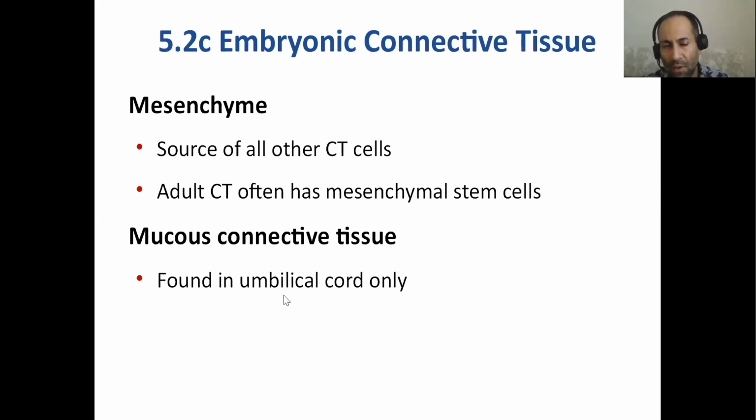So some types of embryonic connective tissue: mesenchyme, right? So mesenchyme, again, as I mentioned, are those types of stem cells that can turn into any other human cell type. And then something called mucous connective tissue. And this is found in the umbilical cord only.